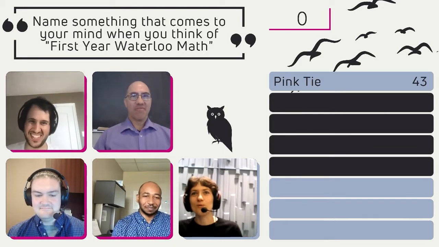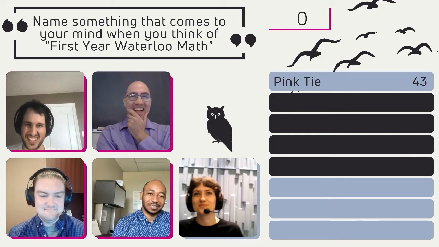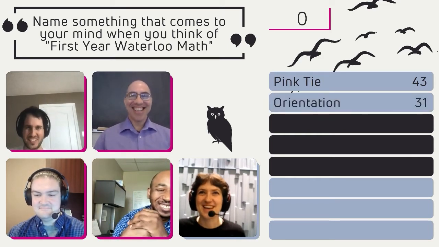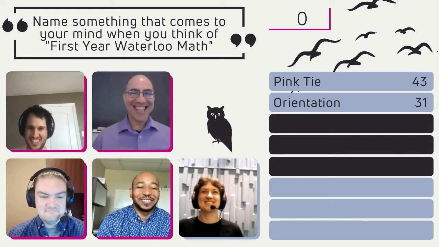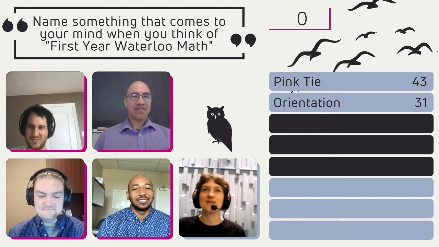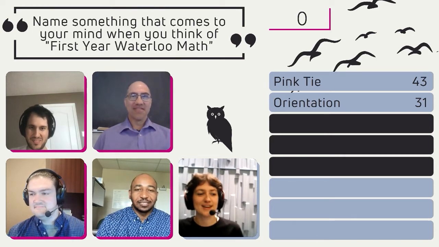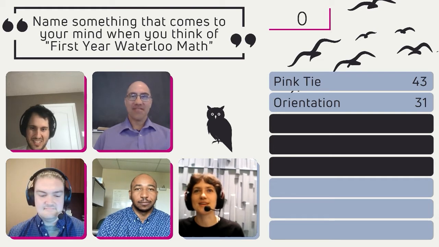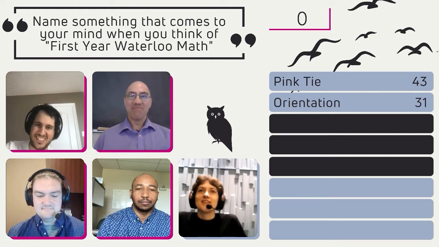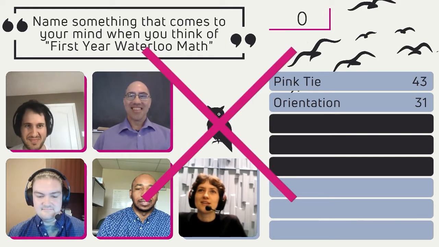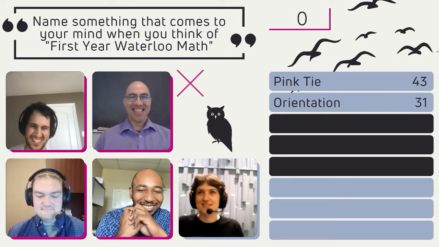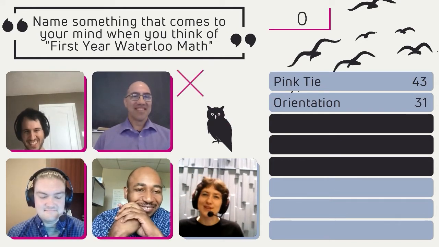Okay, Dan, what do you think one of the other answers is? I'll go with orientation. Ooh, orientation. That's the second one. Nice, good job. Okay, let's go with Greg. What do you think is another thing that students might think? Waterloo Ready. Let's see if that's on the board. Oh no. I guess in that way it's probably pretty similar to orientation. Yeah, probably. Technically separate though, but yeah.